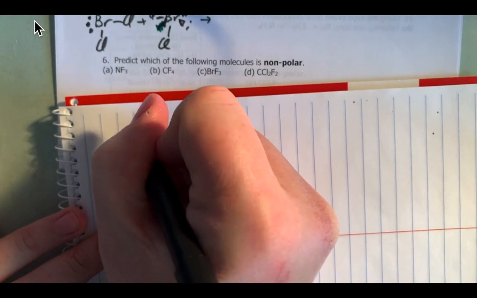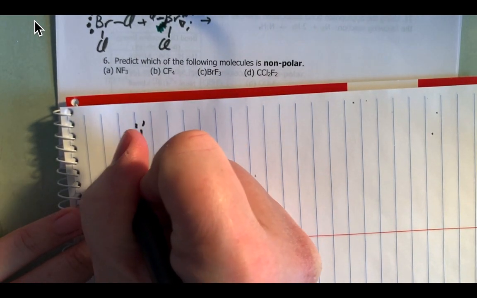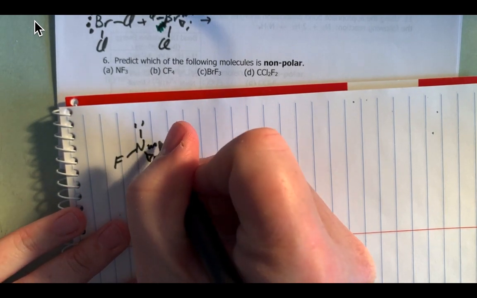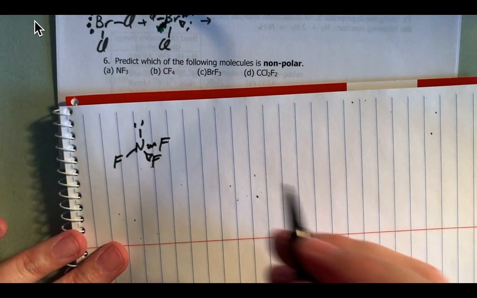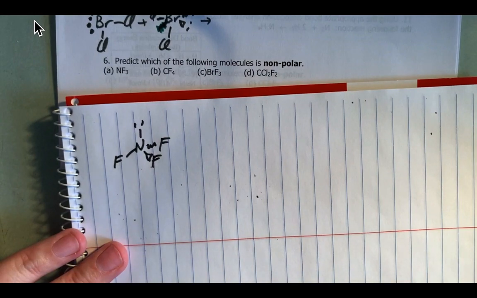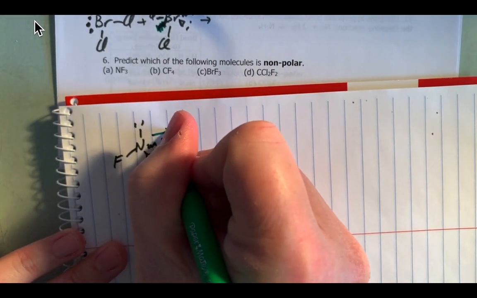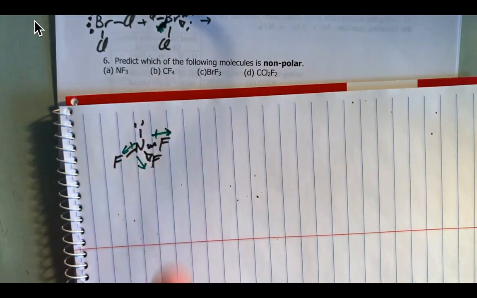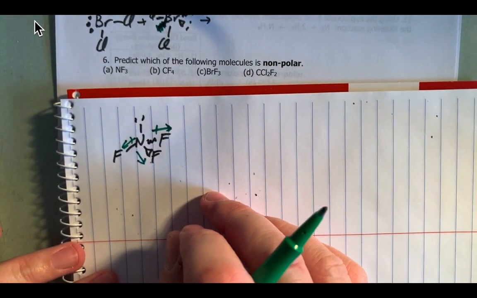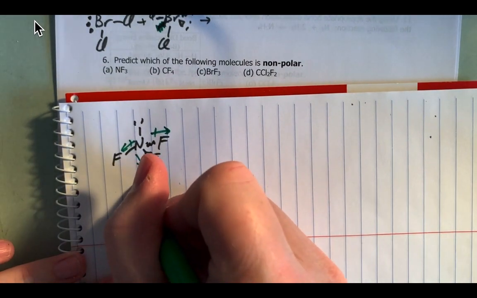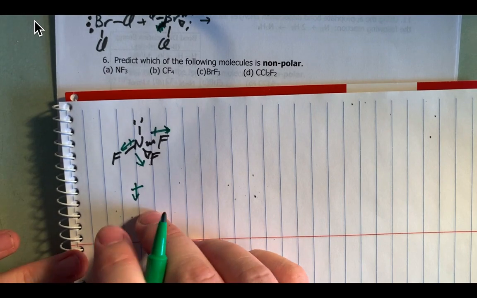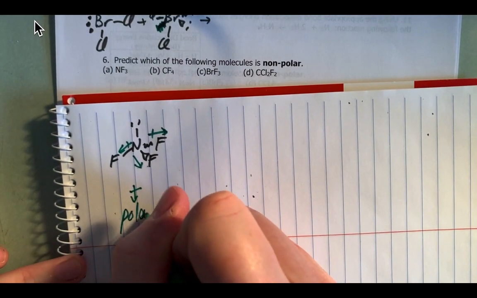So for NF3, each one of these NF bonds is polar, and they're all pointing in this direction. So this molecule at the end has a total dipole pointing down. So this one is definitely polar.